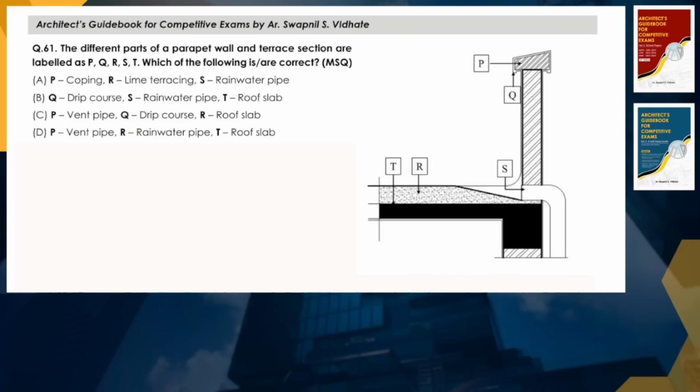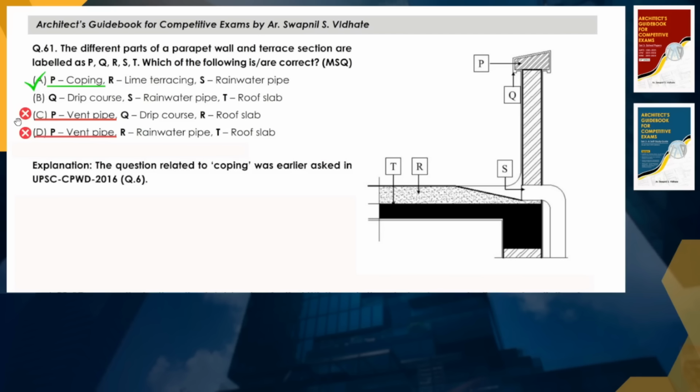Question 61, again the easier one. The different parts of a parapet wall and terrace section are labeled as P, Q, R, S, T. Which of the following is or are correct? We need to match the correct label with that terminology. Option A says P is coping, which is the correct one. And option C and D say P is the vent pipe. Absolutely there is no relation; it correctly shows P as the coping. So option C and D are the incorrect ones, right?